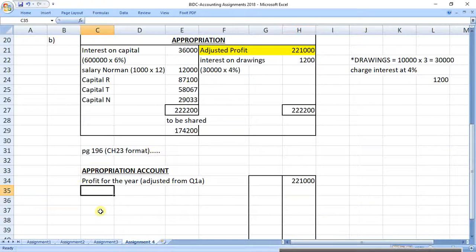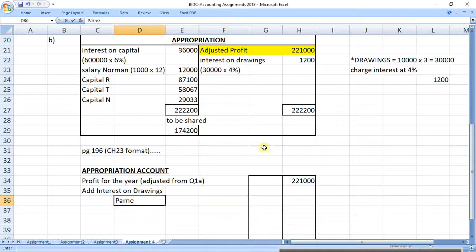Then add interest on drawings, and then the figure is what? Where's my interest on drawings? Here's my interest on drawings. Where do they put this? Okay, they put this in this column. But I see they show it separate. Okay, so this is what they want.